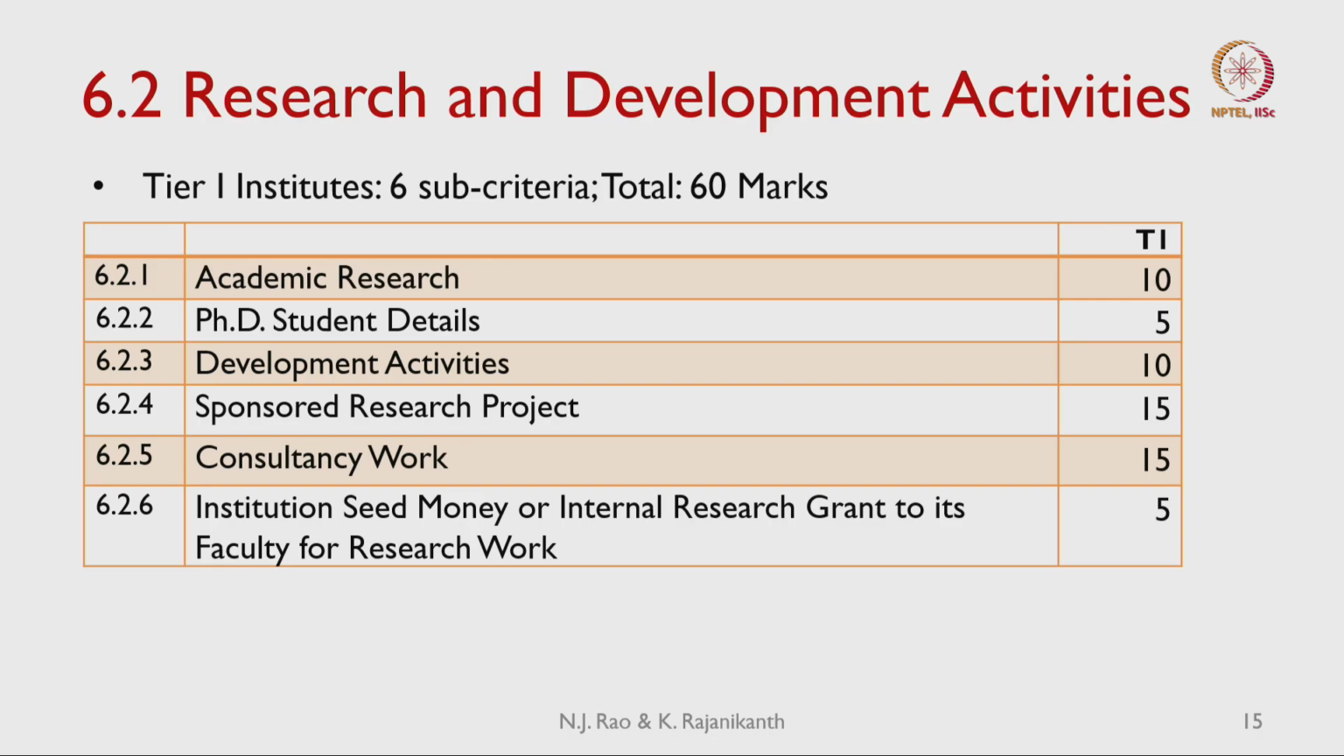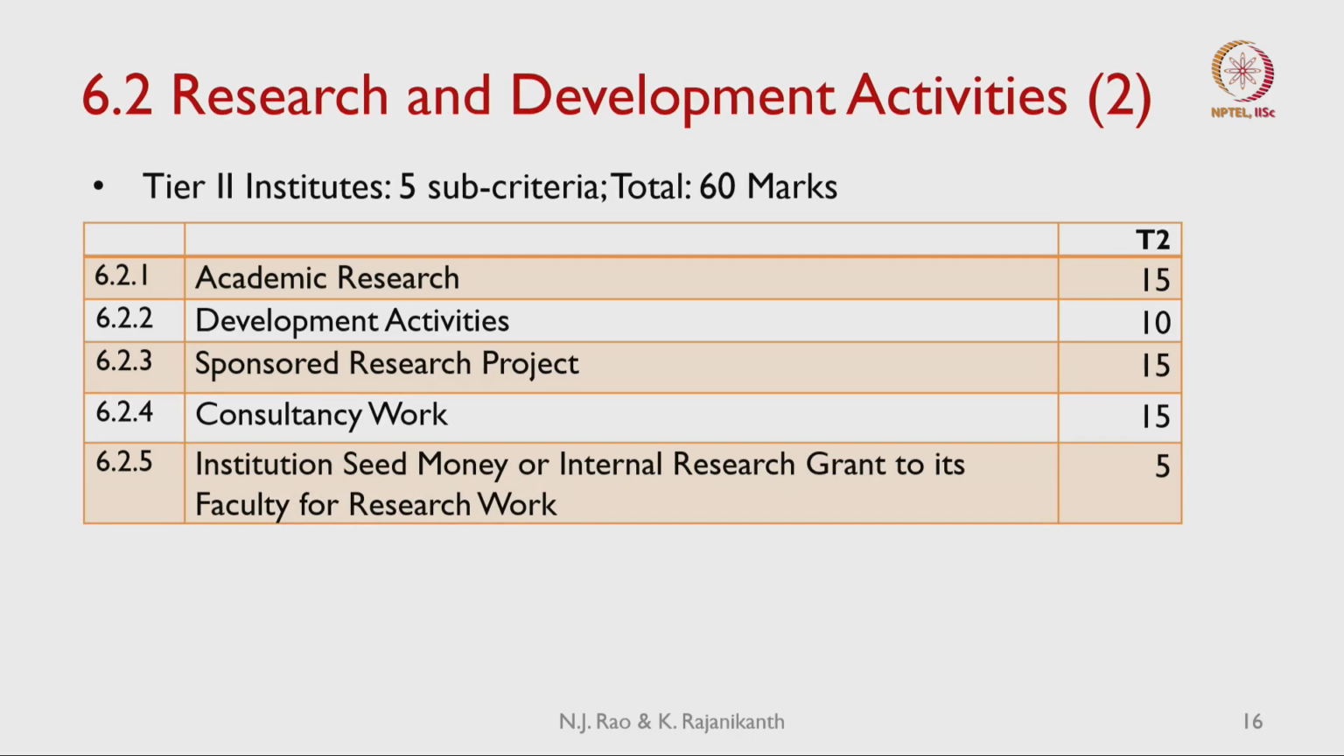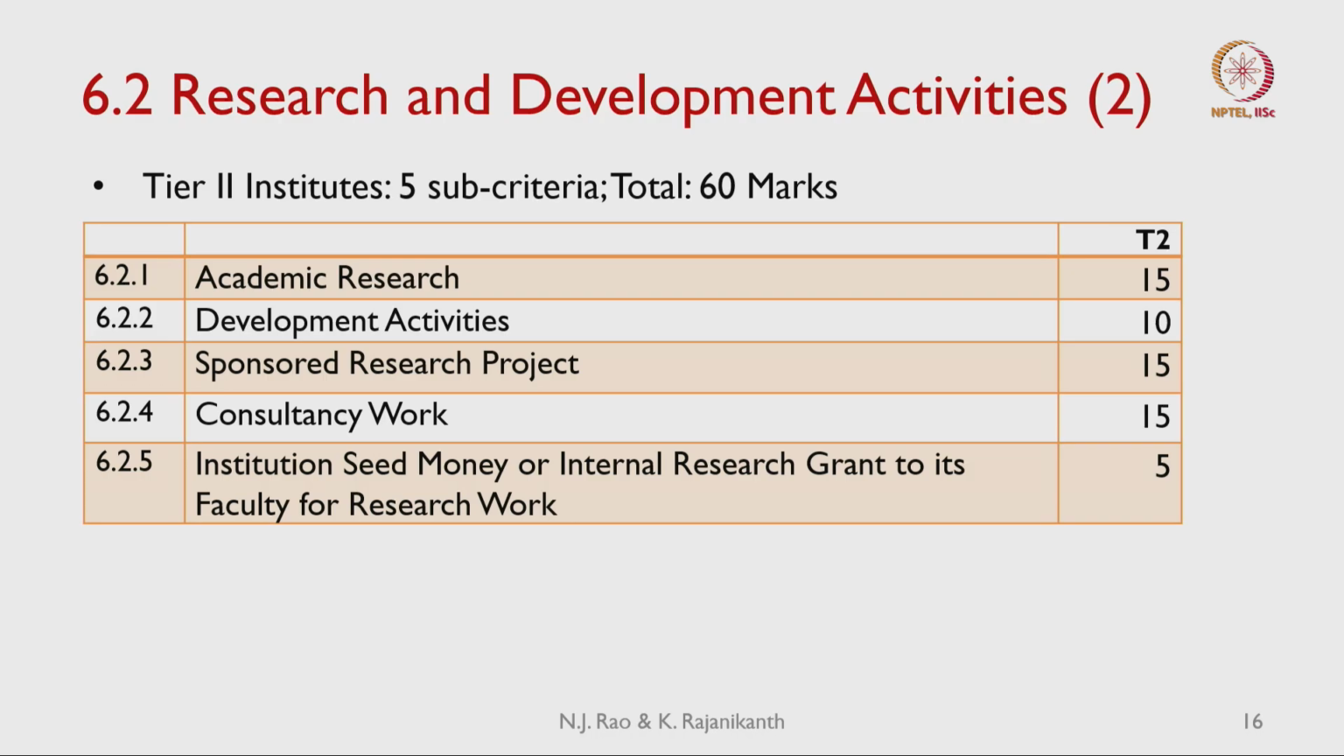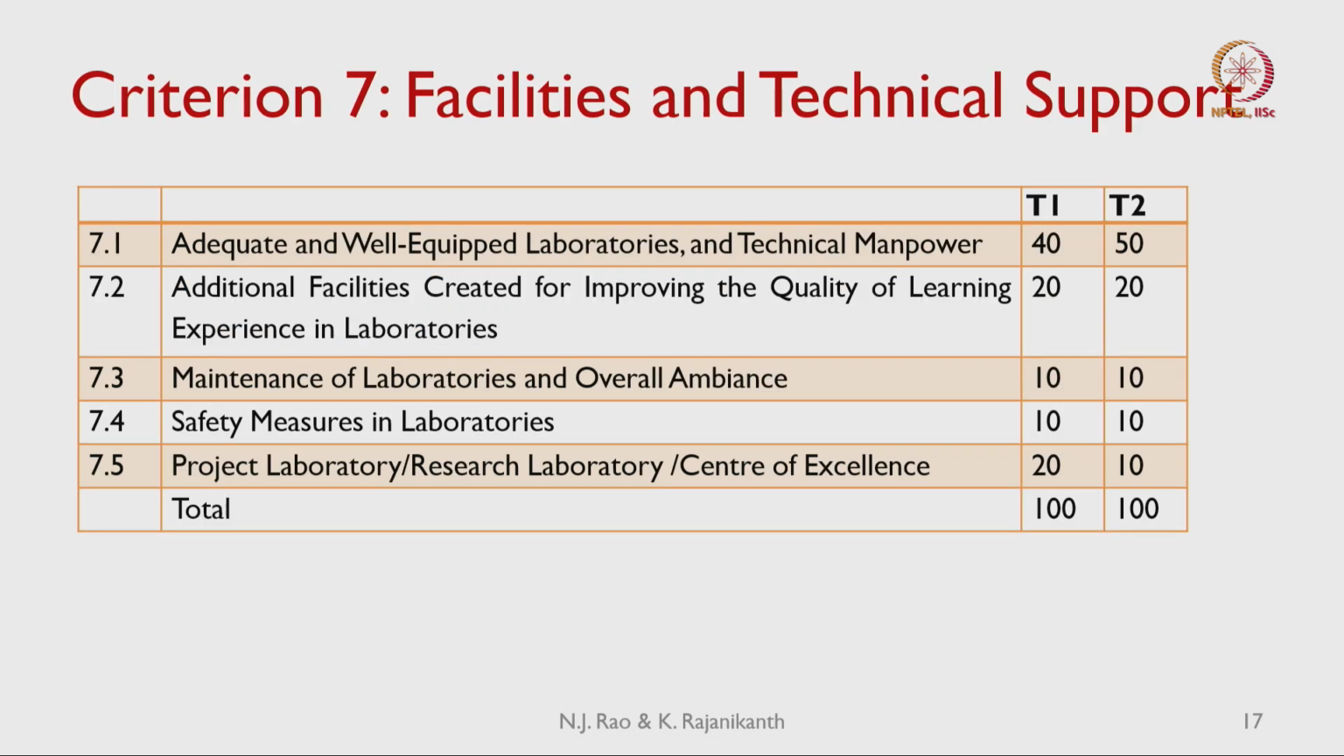Then tier 2 institutes are quite similar, except that the PhD students information is not asked for. So, otherwise same academic research, development activities, sponsored research projects, consultancy, then institutional seed money. Then criterion 7 is facilities and technical support. So, adequate and well equipped laboratories and technical manpower.